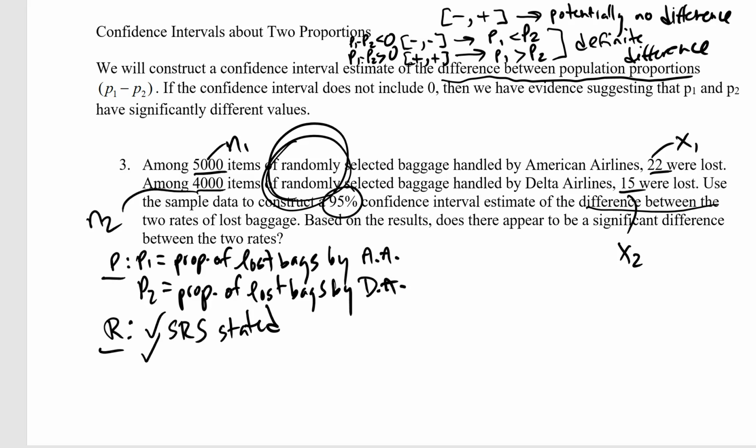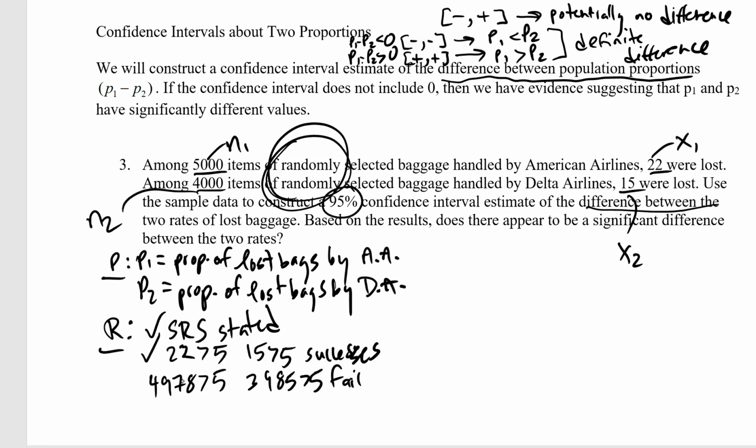How many successes do we have? Well, 22 is greater than 5, and 15 is greater than 5. That is our successes, right? How many failures do we have? Well, the rest. So 5,000 minus 22, 4,978, which is definitely greater than 5. And 4,000 minus 15, how about 3,985? Also greater than 5 failures.